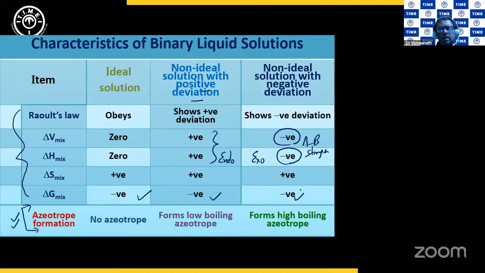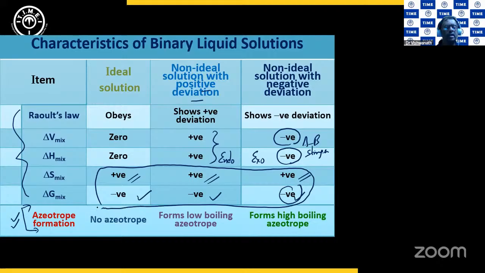We said in the very first slide that delta G mixing, whether it is for an ideal solution or for a non-ideal solution, is always negative because the process is spontaneous. And then we said that there is increased mixed upness or randomness, and therefore entropy of mixing is always positive. There is no change, whether it is ideal or non-ideal, non-ideal of any kind. Delta S mixing is always positive, delta G mixing is always negative. Now we'll move on to azeotrope formation.